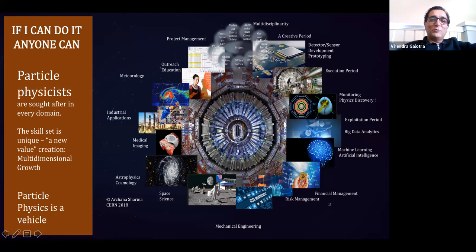Dr. Archana, may I ask a question here on this slide, which is catching my eye, and that is project management as an outlier. Yes. I mean, particle physics, particle sciences, and that arena, how is that connected? I'm just curious to understand if you could elaborate with an example.